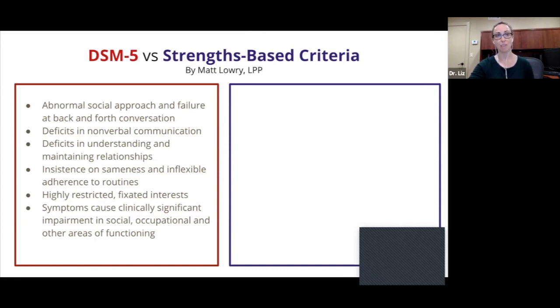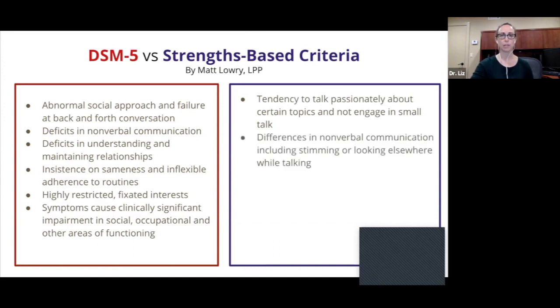So instead of abnormal social approach, Matt describes it as a tendency to talk passionately about certain topics and not be so interested in engaging in small talk. Instead of deficits in nonverbal communication, we have differences in nonverbal communication, including stimming or looking elsewhere while talking, which can actually be really helpful for staying more engaged and focused. Instead of deficits in understanding and maintaining relationships, we can think of this as, due to these differences, autistics tend to be shunned by neurotypicals. And it's really hard to create a relationship with somebody who is not engaging with you or is expecting you to be more like them in order to engage.